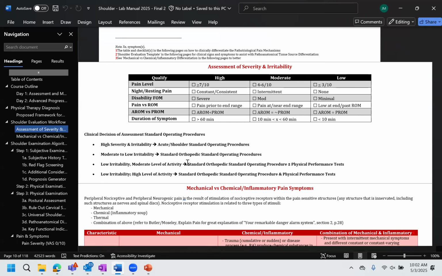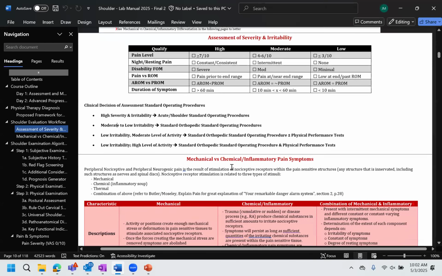and I may actually throw on some physical performance tests if I need further impairment determination for where we need to start. And then if they're low irritability, high level, that's where I definitely incorporate my physical performance tests within my evaluation. And that's how I kind of think through that determination.